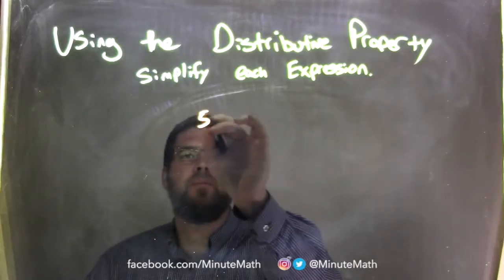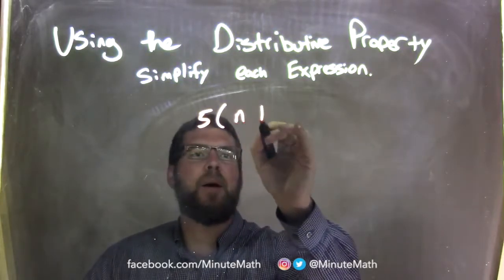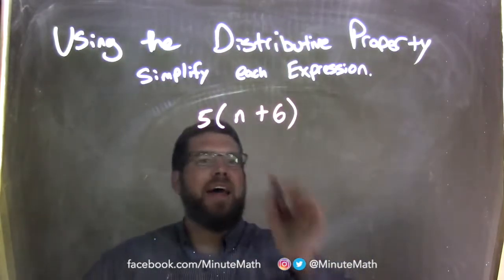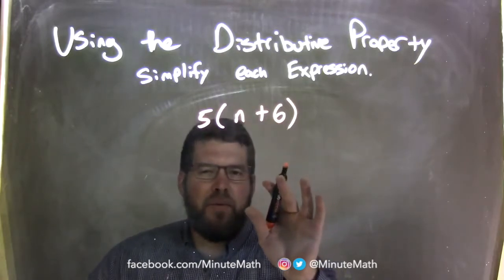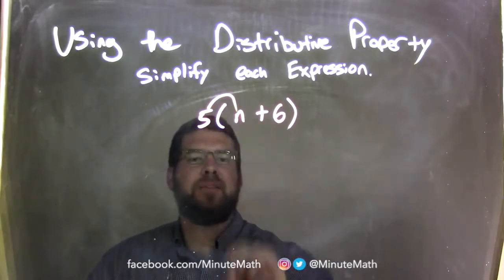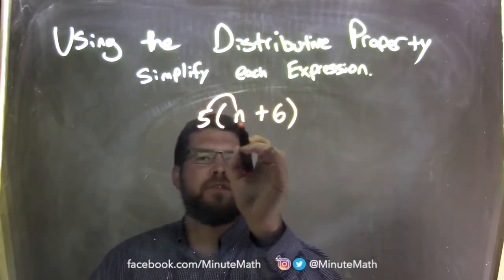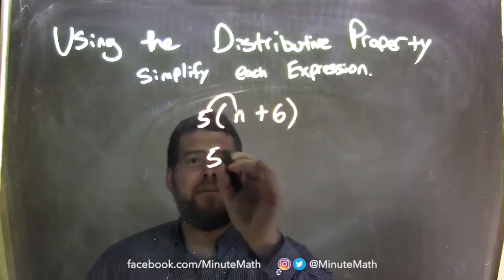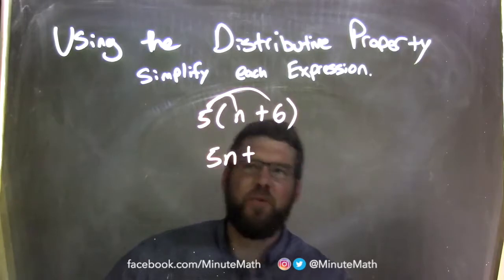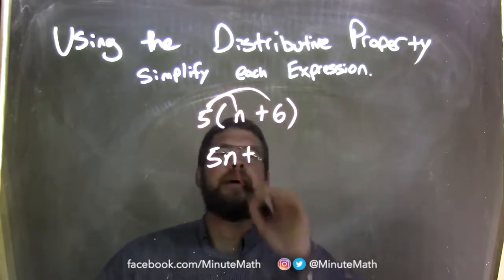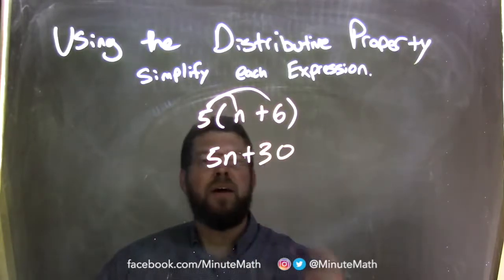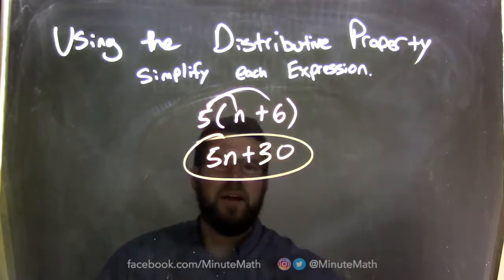5 times n plus 6. So 5 times n plus 6. Well, n plus 6 is not, there's no like terms inside the parentheses. Can't do anything about it. Can't combine them. But a multiplication on the outside, 5 times n, I can do something about, and that's 5 times n, which is 5n. Bring down the plus sign here, fairly simple. 5 times 6 is next. We're distributing that 5 across, multiplication. 5 times 6 is 30. These are not like terms, so we're done. It's 5n plus 30, and that's our final answer.